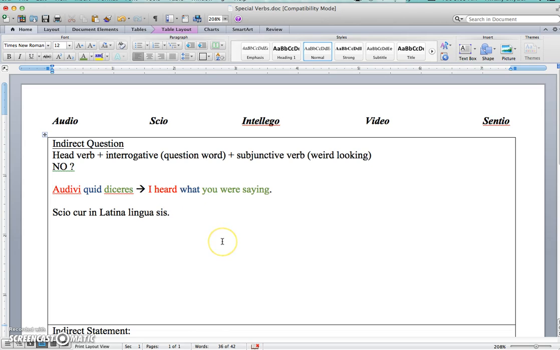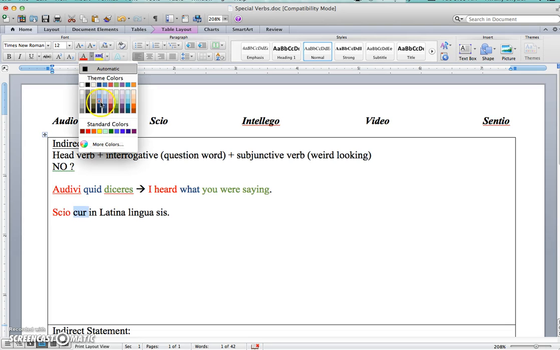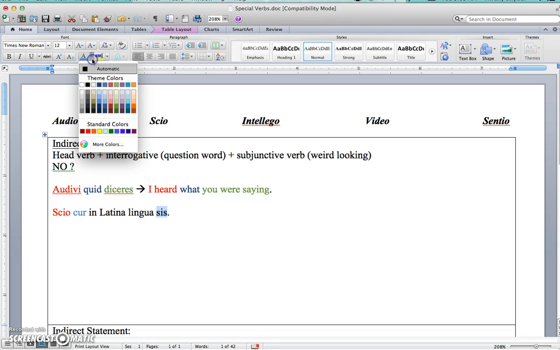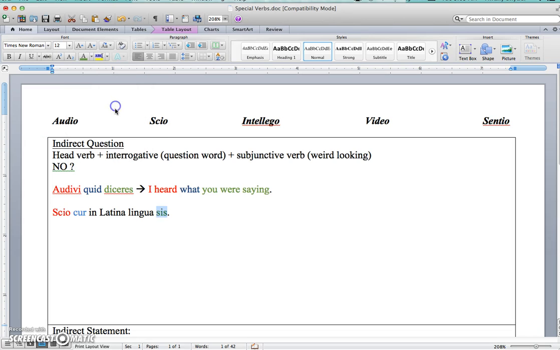So here's a little example with some more stuff. Notice we start with the head verb. The interrogative is asking why. And then we have our verb. Look for verb endings and weird looking things. All right, cis is kind of a weird looking word. So let's translate this, shall we?